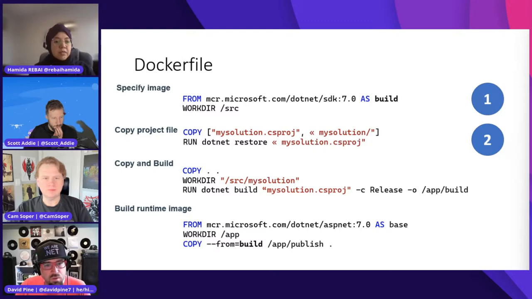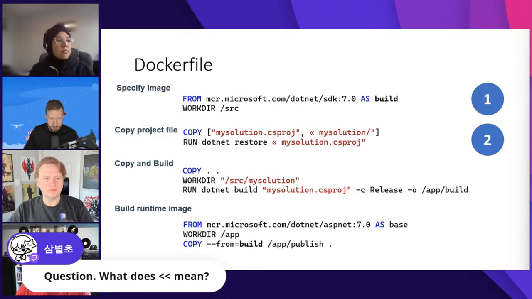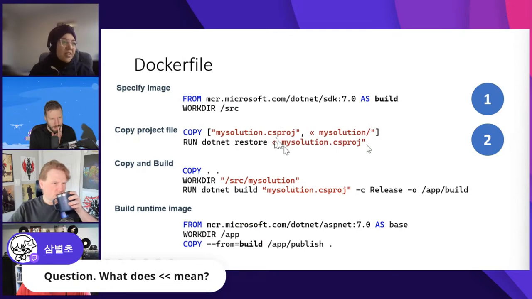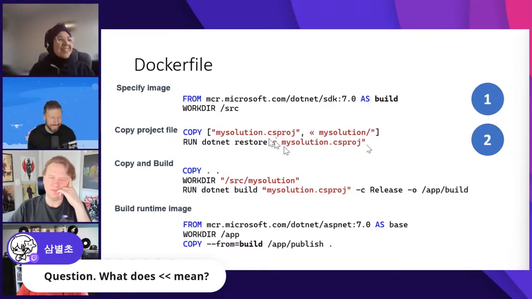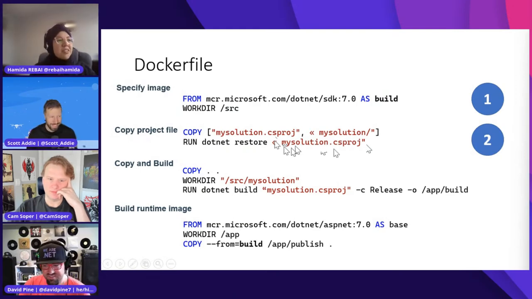Real quick question. We've got a guest asking, what do the less-than symbols mean? When you run dotnet restore, and then it says my solution, just before my solution, those two. That actually looks like a typo to me. I think it should be double quotes. Yes, it's a PowerPoint issue. It tries doing smart quotes or something. Right. Okay. Yes, it's the name of our solution, for example, my solution or any other. It's finished by csproj. But yes, it should be double quotes. Thank you, good question. Sorry for that, I didn't notice it.